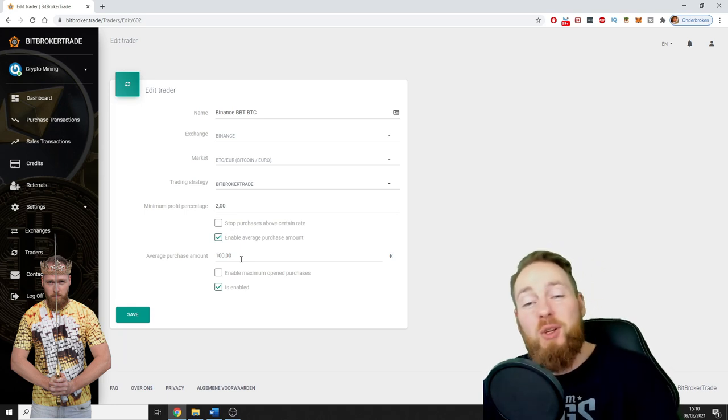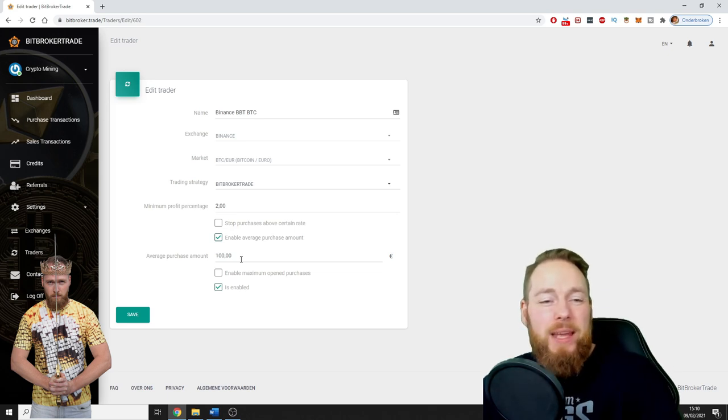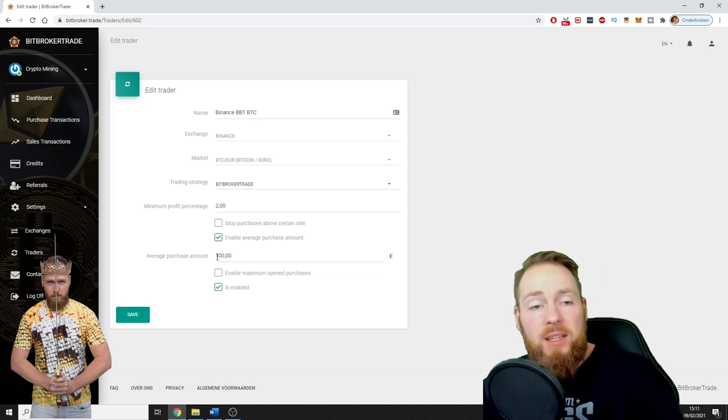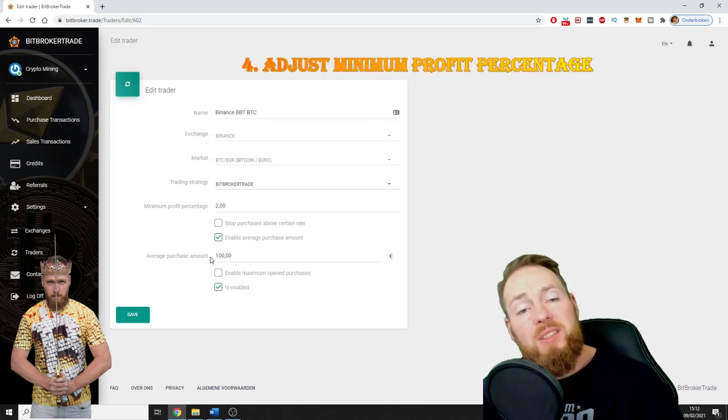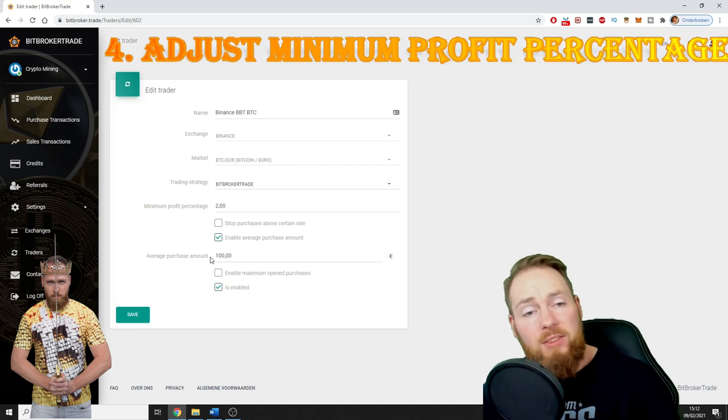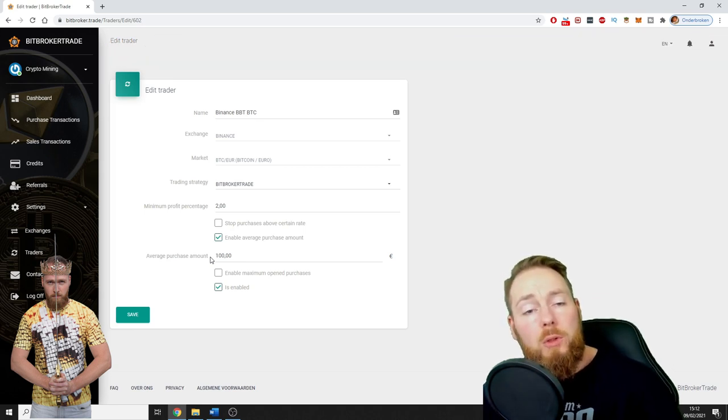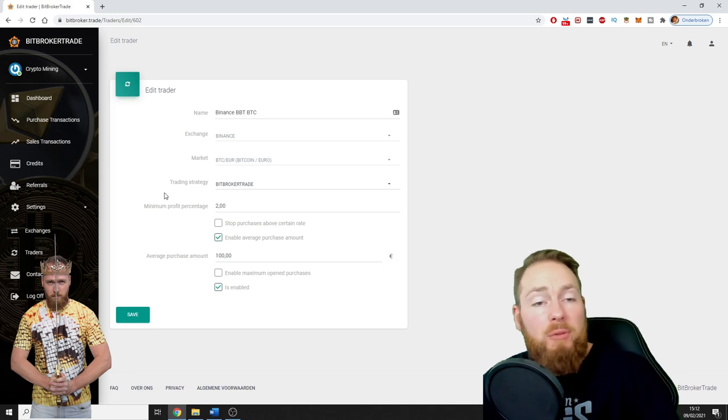So this is important. This is also maybe the reason why your bot isn't trading currently. You can input an average purchase amount, and I think it's interesting to do so, but make sure it is higher than the pocket size. If tomorrow Bitcoin price is at 100,000, he will buy cryptos per 100 euros minimum. What's also interesting to note is that if the market is very volatile, I think it's interesting to input a higher minimum profit percentage.